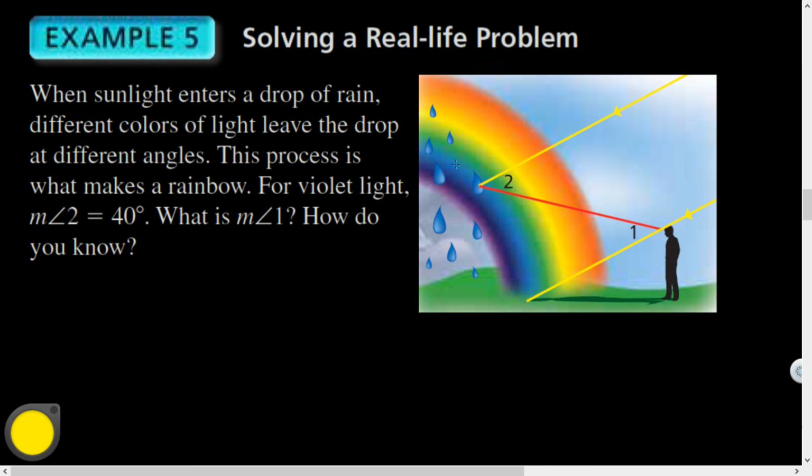Right, they're circles. And so the pot of gold is the journey in finding the end. Wow, okay. So if sunlight enters the drop and bounces away, for violet light, it bounces at an angle of 40 degrees, this is saying. So if angle 2 here is 40 degrees, what is the measure of angle 1, friends?